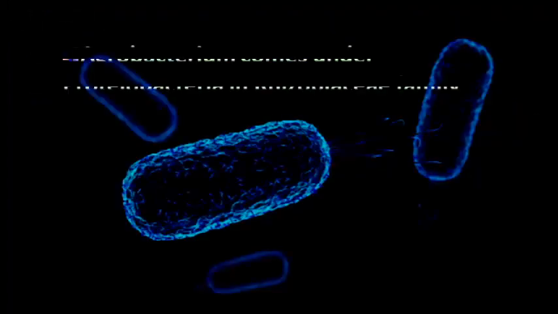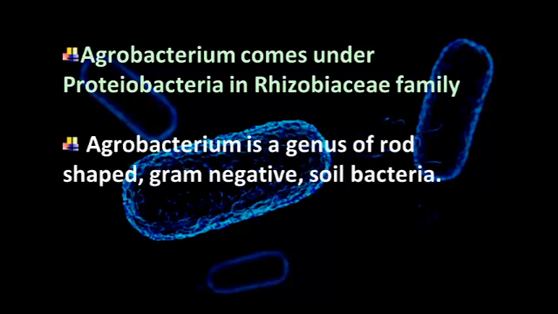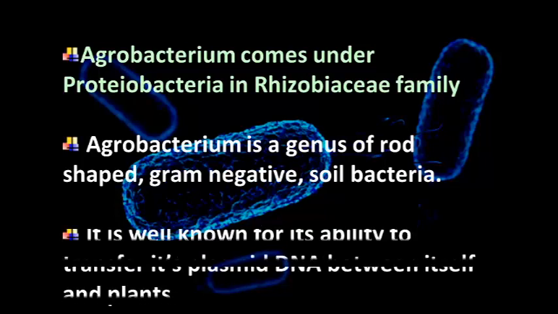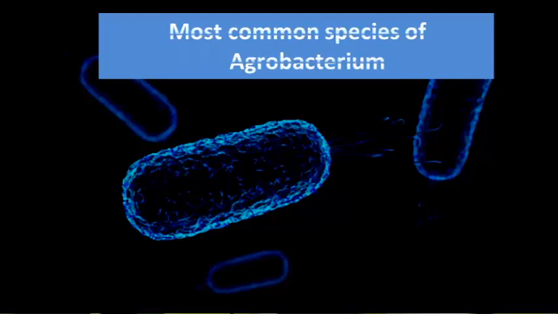Agrobacterium comes under phylum Proteobacteria, class Alpha Proteobacteria, order Rhizobiales and family Rhizobiaceae. It is a genus of rod-shaped gram-negative bacteria and it is commonly found in soil. Agrobacterium is an example of aerobic bacteria and is peritrichous in nature. Agrobacterium has several species and Agrobacterium tumefaciens is the most commonly studied species in this genus.